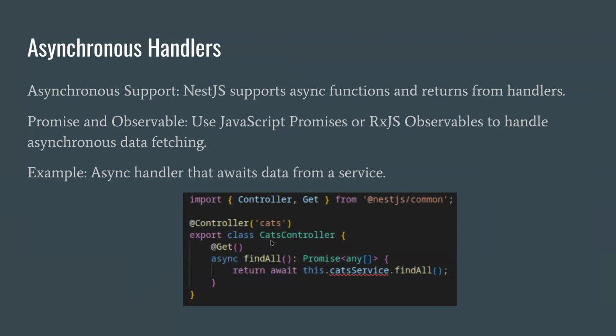We can see that this cats controller has an asynchronous handler here, findAll, that returns promises. And it's calling the findAll method from the cats service.